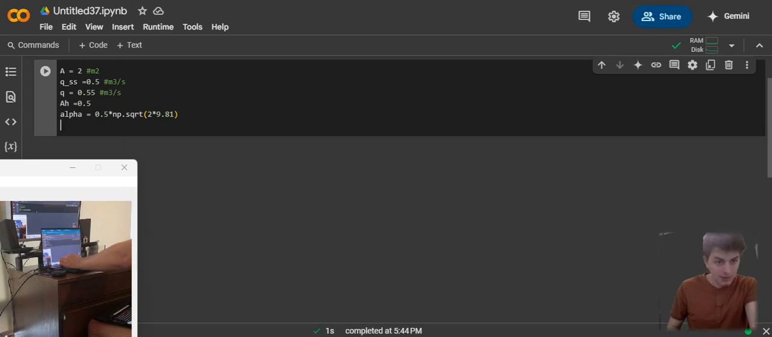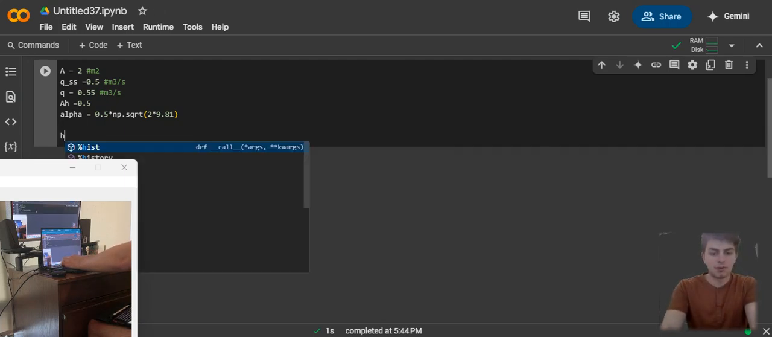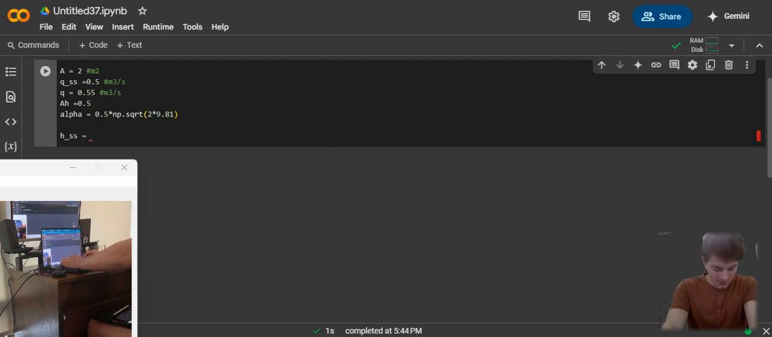Okay. So now what we need to do is solve for our height at steady state condition. And our height at steady state should just be, what should it be? It should be the area, should be Q steady state.